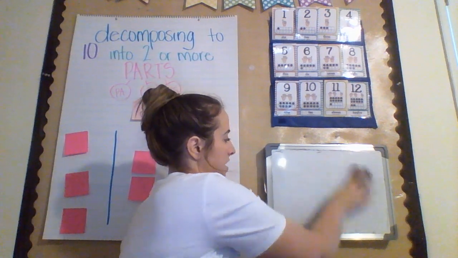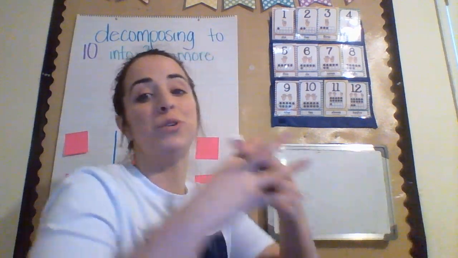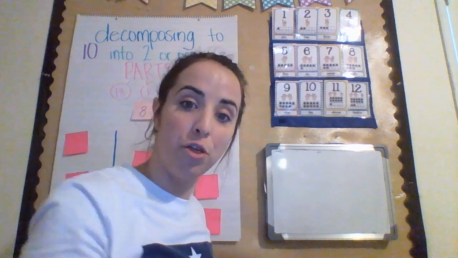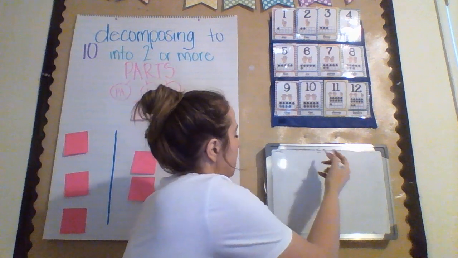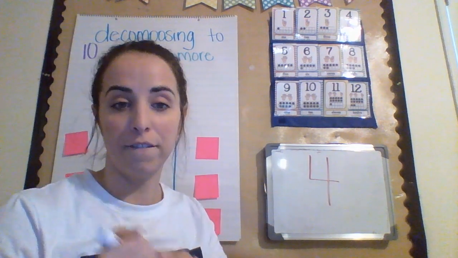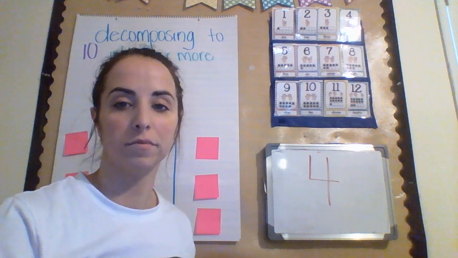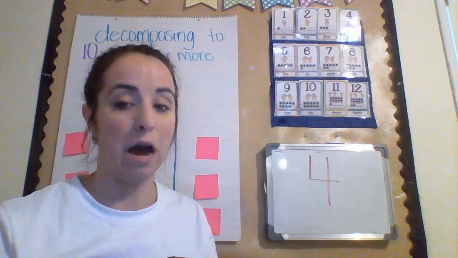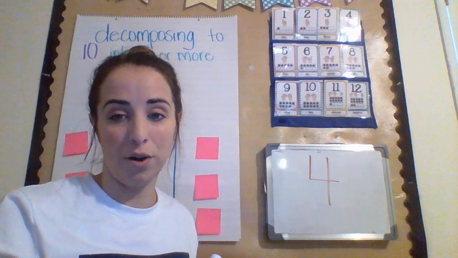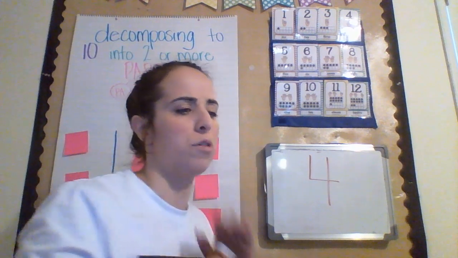All right, so here is your first number that you are going to decompose into 3 parts. 1, 2, 3, 3 parts. All right, here's your first number. Decompose the number 4. So you should get out 4 counters and decompose the number into 3 parts. Okay, let me do it one more time just to make sure we're both on board, okay?